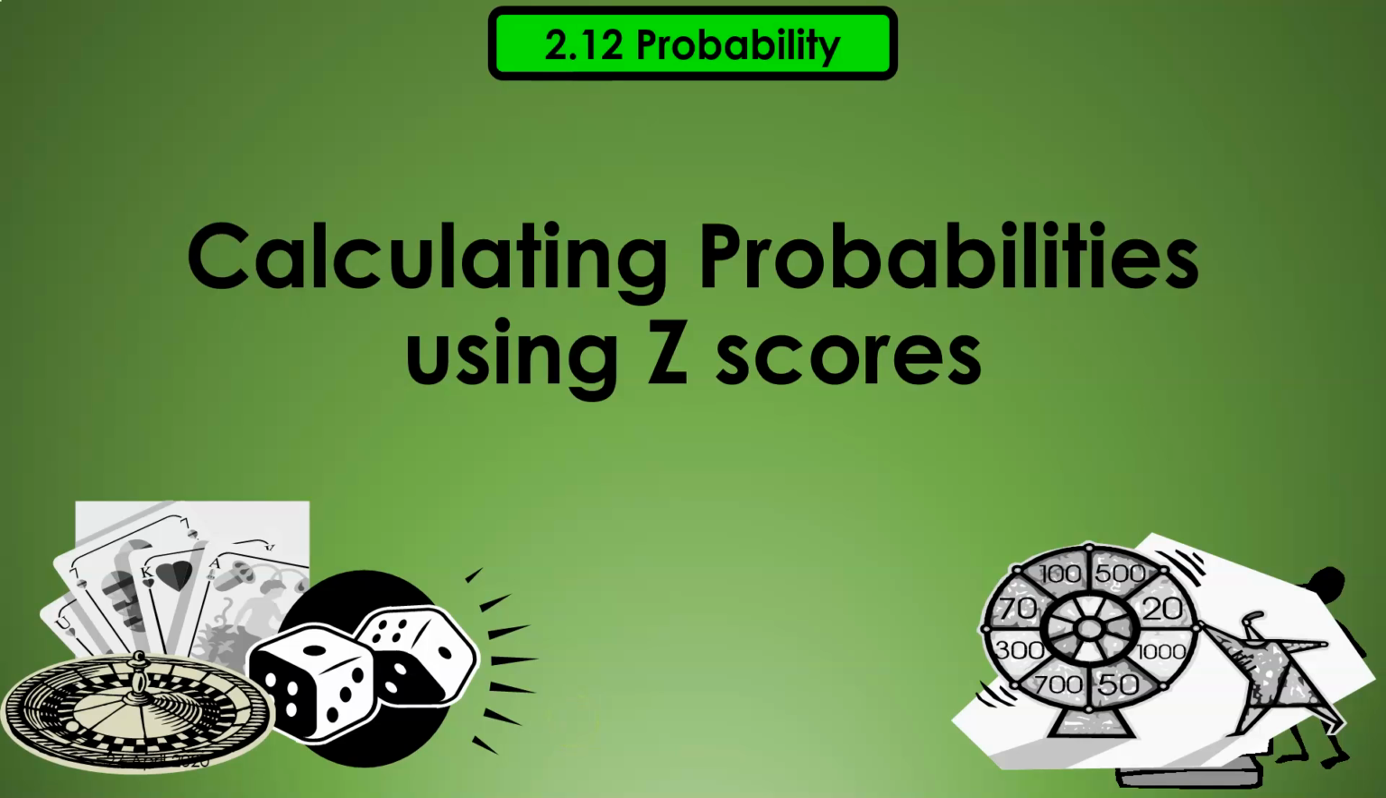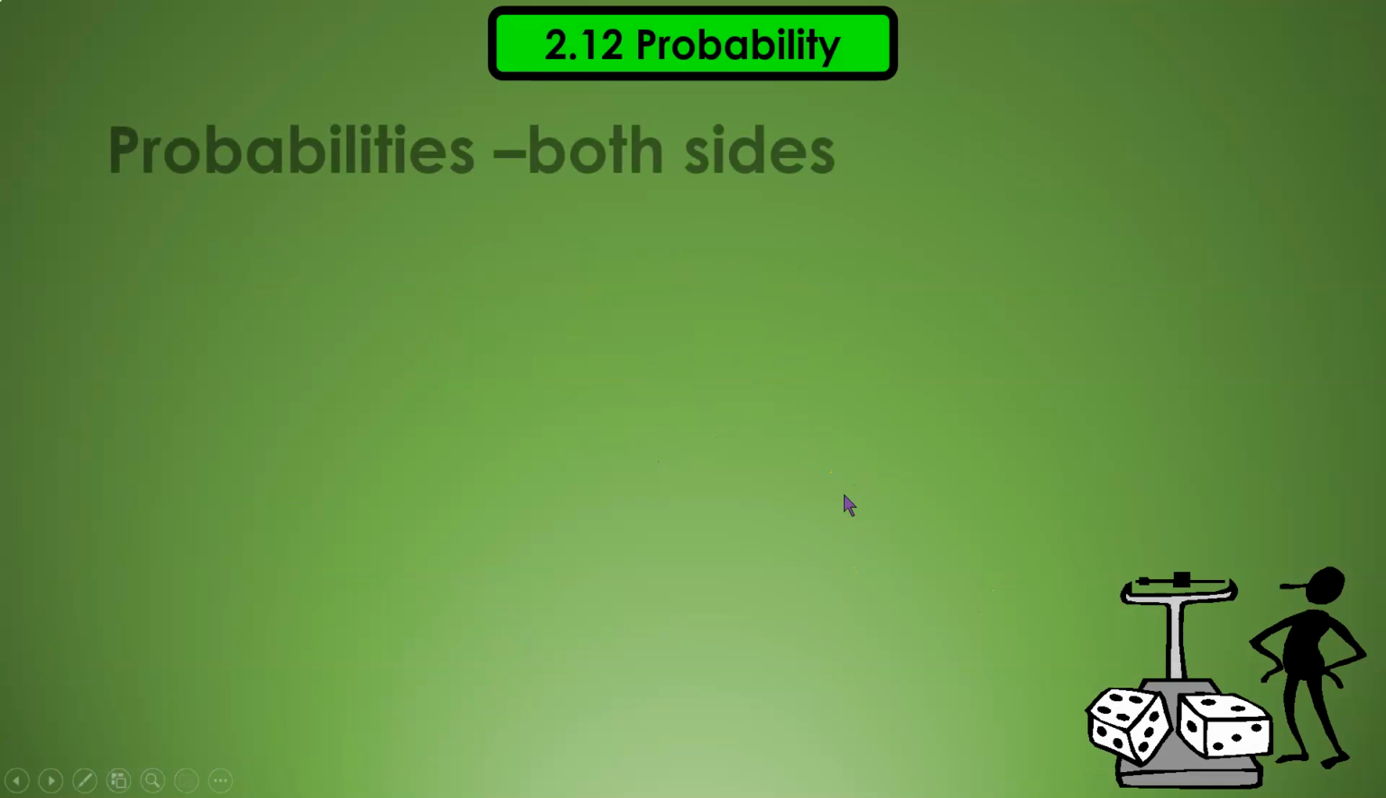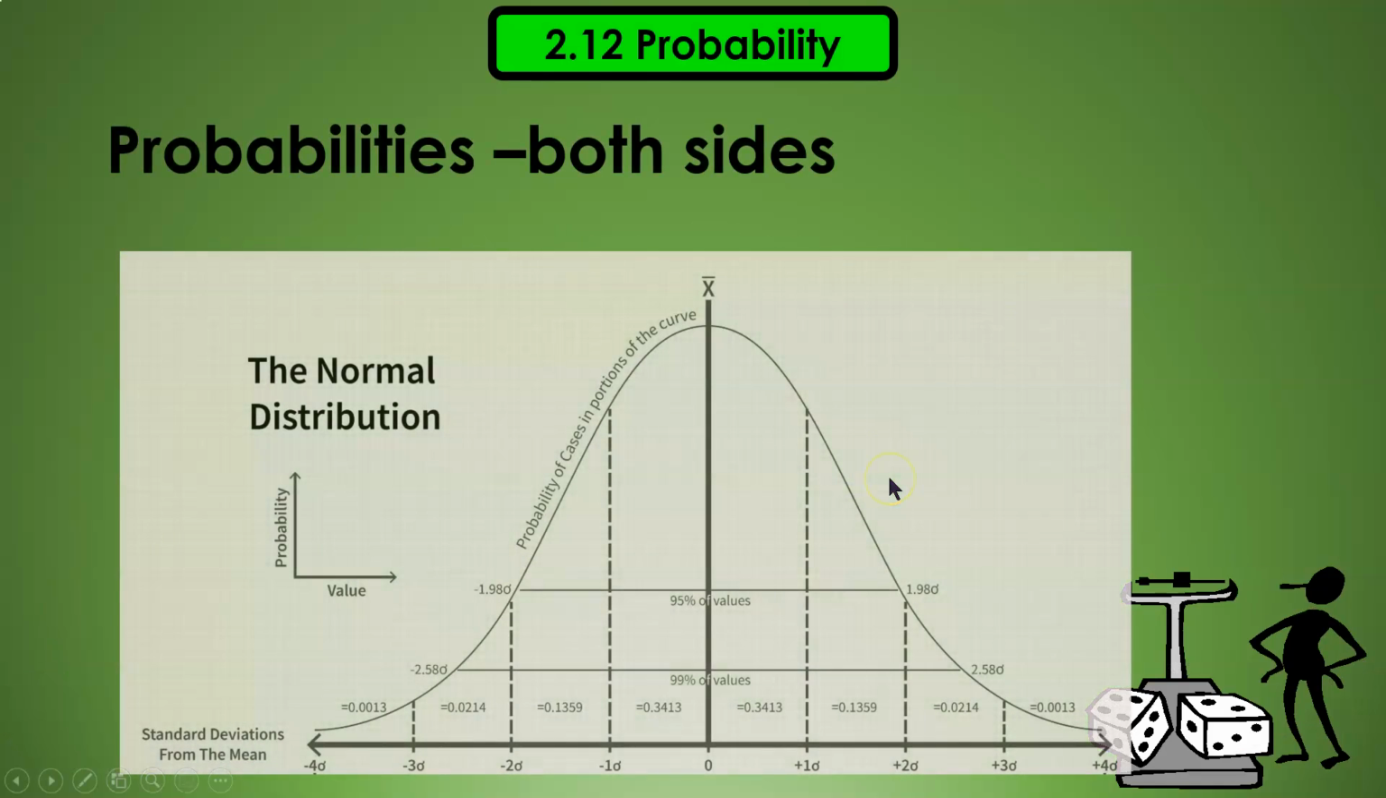Okay, today's lesson is looking at calculating probabilities using z-scores, and it's trying to put it all together a little bit, where we're starting to look at what if we get z-values on both sides, and what does that look like, and how do I answer it. So both sides questions are relatively straightforward.